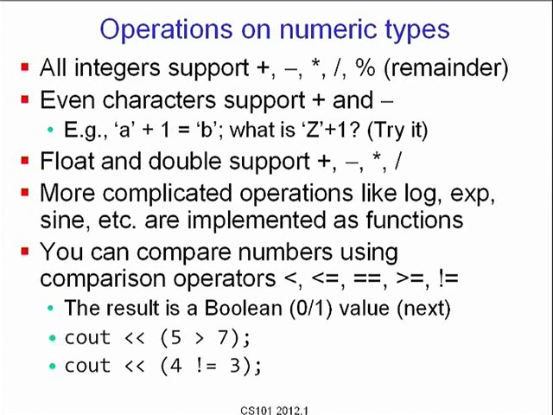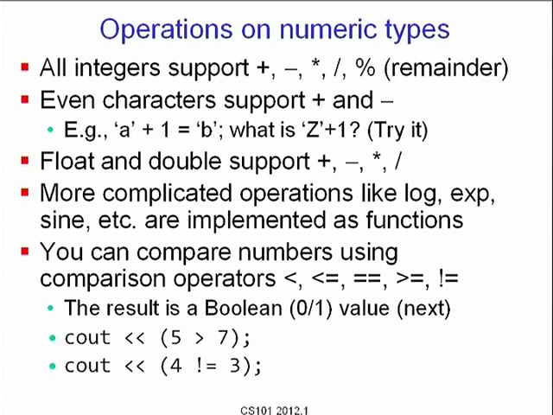So now I wanted to be a little more methodical about what all you can do with numeric types, what kind of operations are allowed on them. All the integers support plus, binary minus, also unary minus. You can get 5 and say minus 5. Multiplication, which is a star, slash, which is division, and percent, which is remainder. So I divide 7 by 3, and I get some remainder.